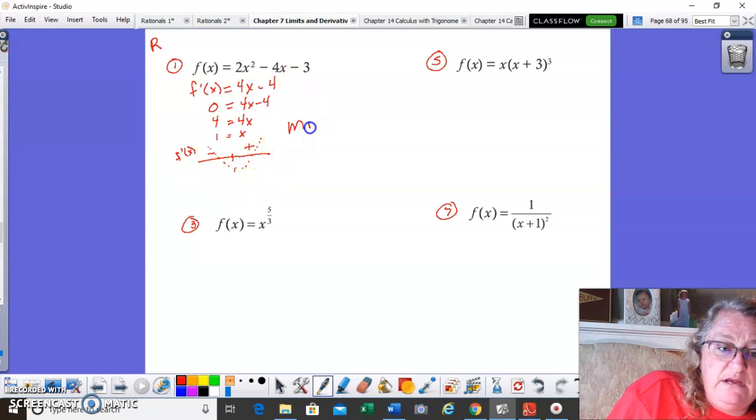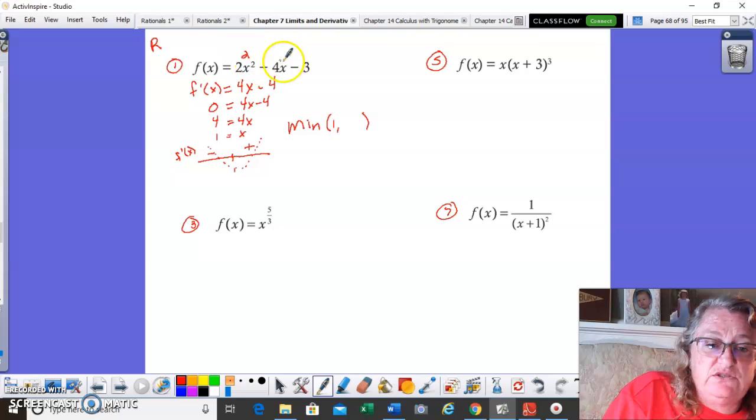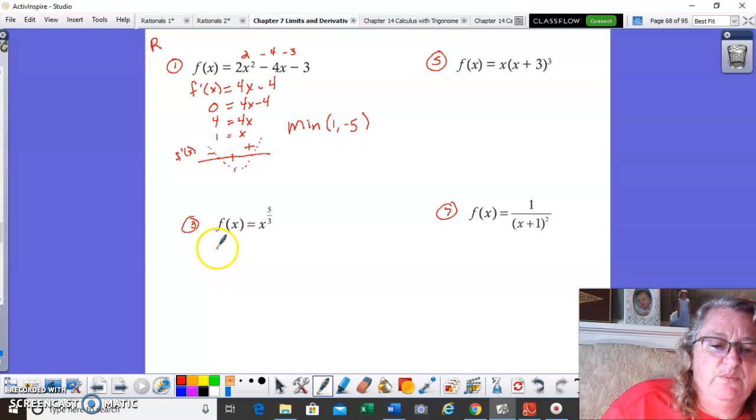So I have a minimum when x is 1, but in order to find the y value of the minimum, I need to go back to the original function and substitute that x value in. So I get 2 times 1 squared, that's 2, minus 4 times 1, minus 3, so that gets me negative 5. So that one's not so bad. If I go on to number 3, again, not too bad.